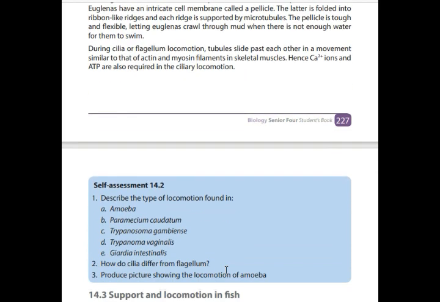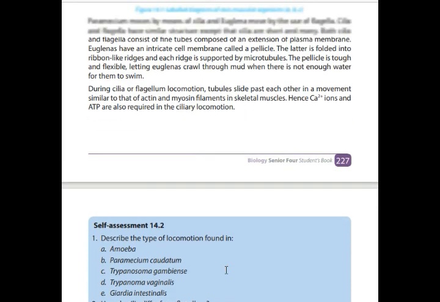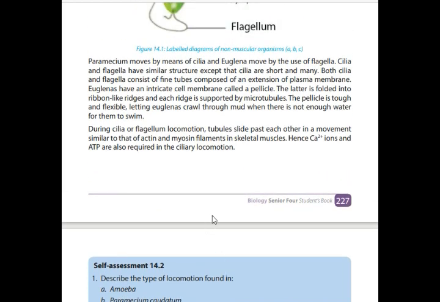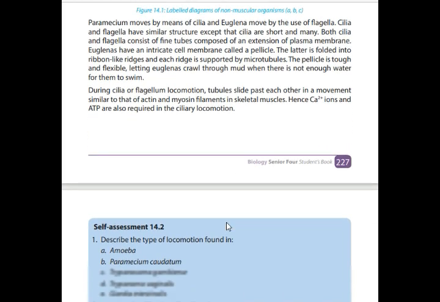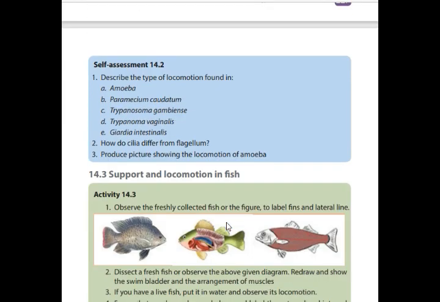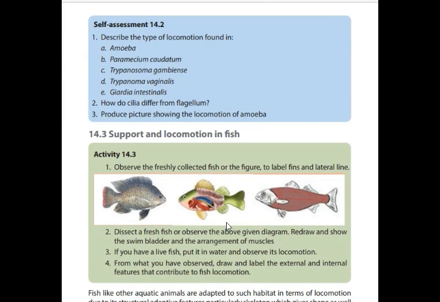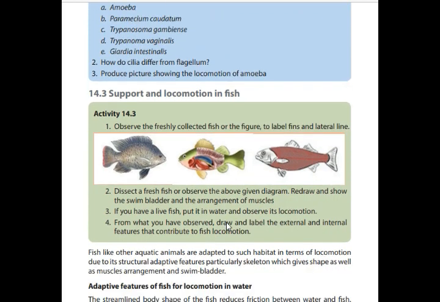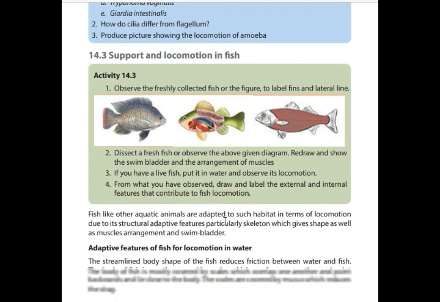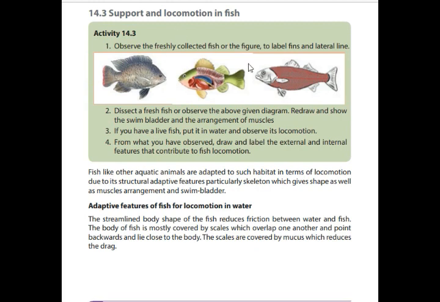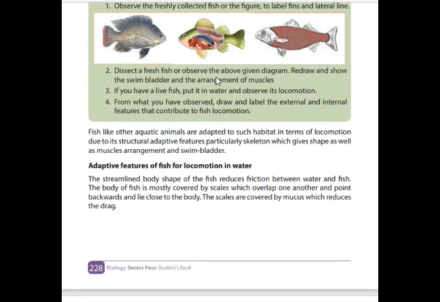adaptative features, particularly secreton, which gives shape as well as muscles arrangement and swim bladder. These ones are adapted like other organisms in their aquatic movement. We have seen how they move in water. So they have the features or the characteristics that help them in moving in water. They swim. Adaptative features of the fish for locomotion in water.